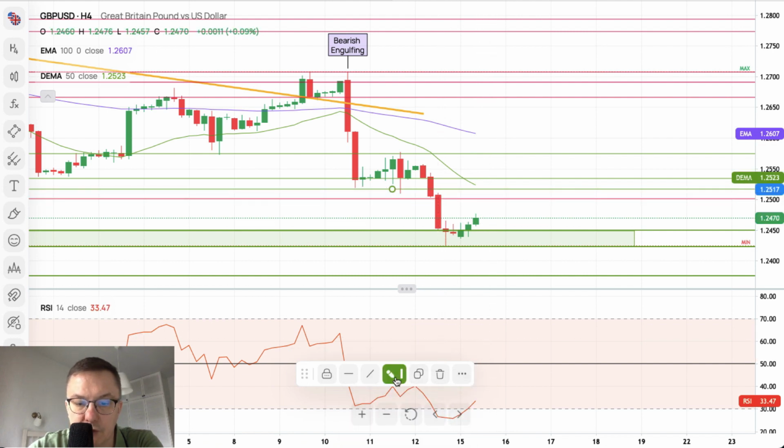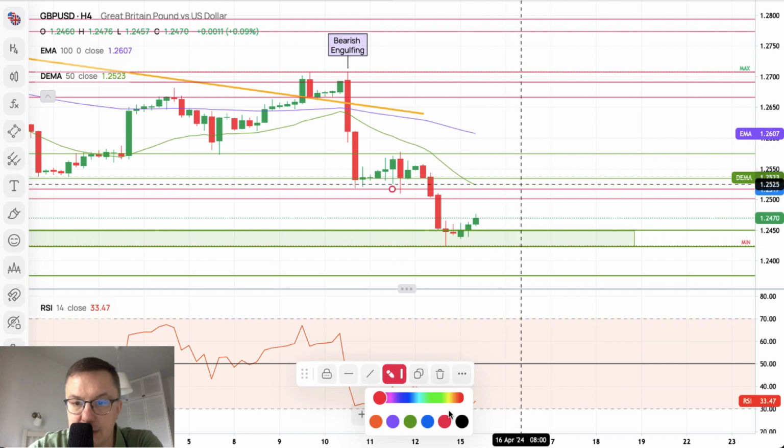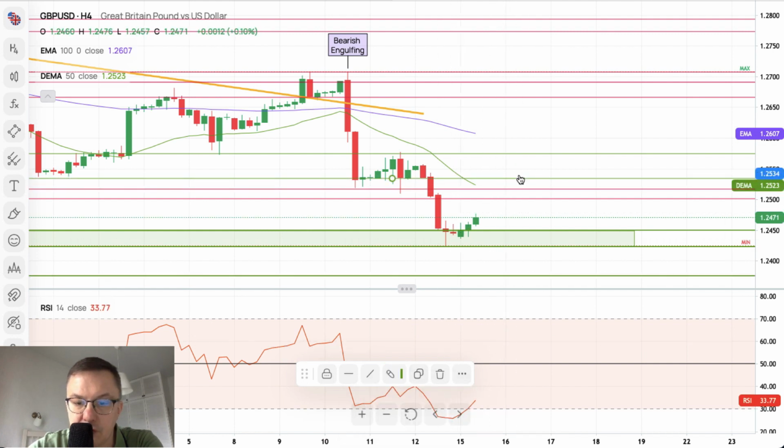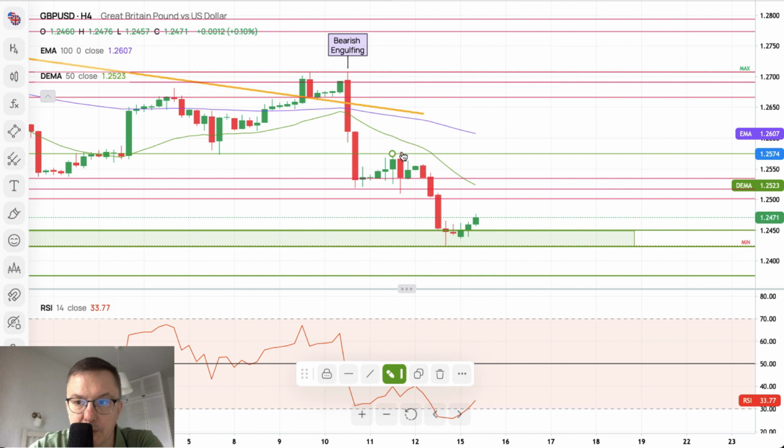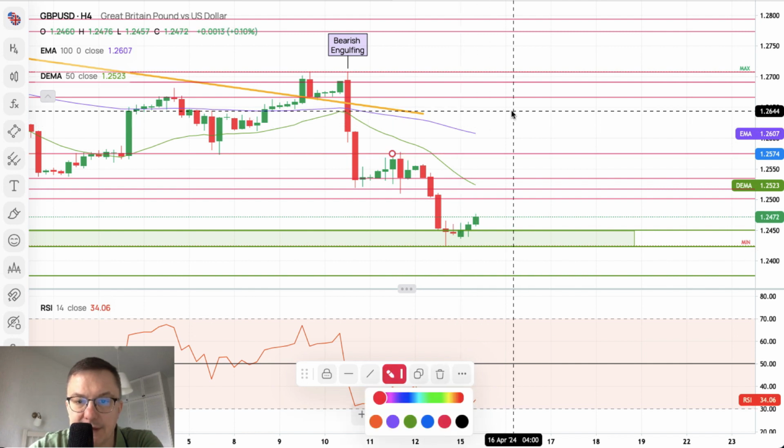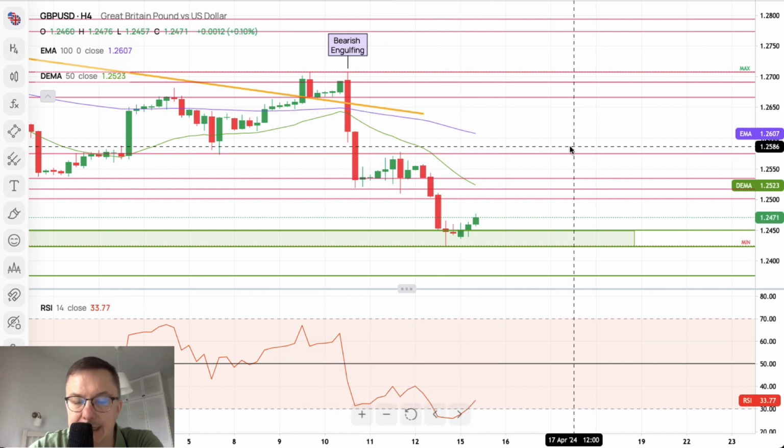1.2501, 1.2517, 1.2523 as well, and the last one is the high from April 11th, 1.2574. All of this is now technical resistance.